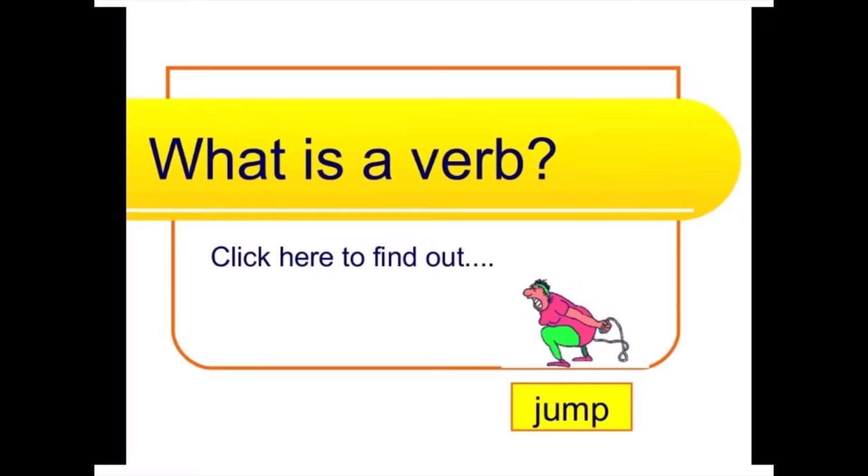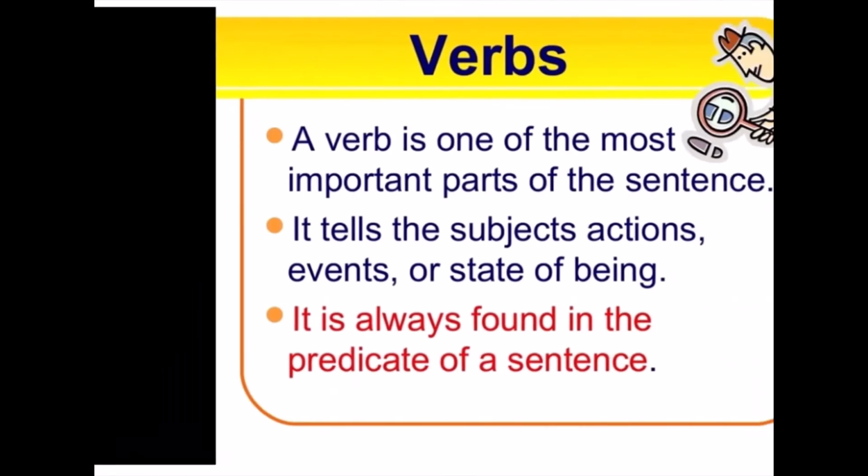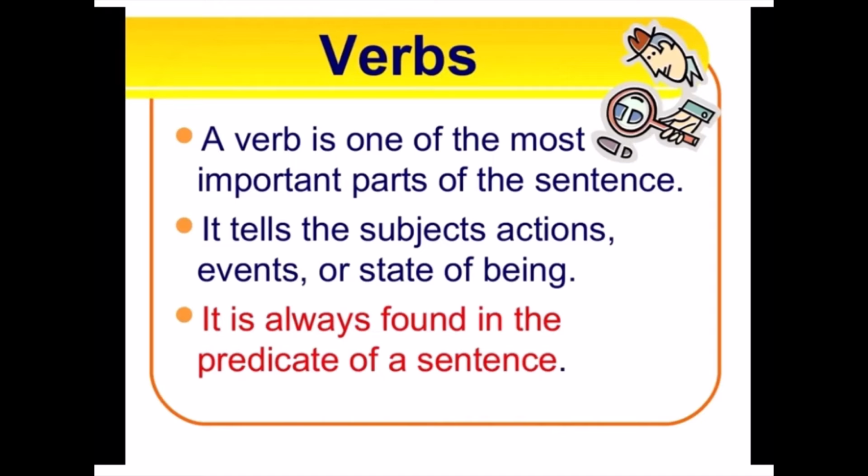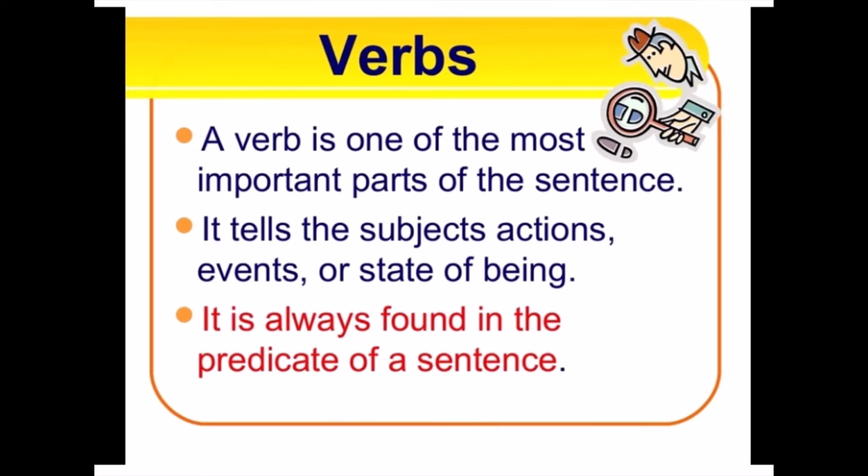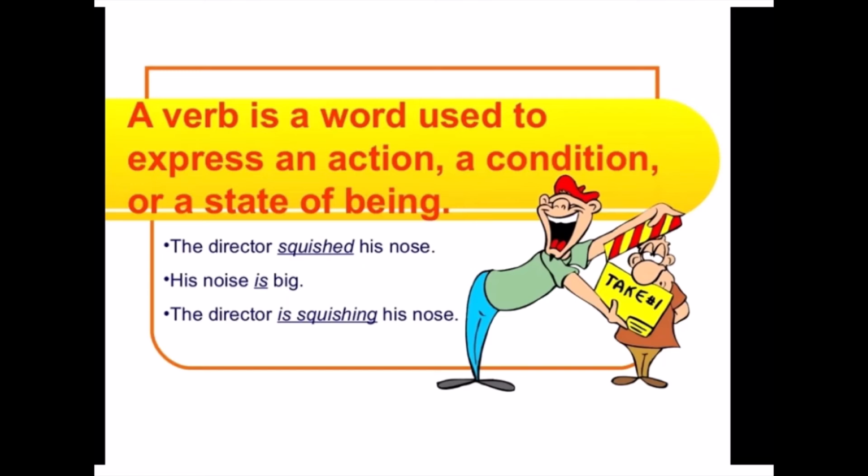So what is a verb? Verbs are one of the most important parts of a sentence. It tells the subject's action, events, or state of being. It is always found in the predicate of the sentence. So, a verb is a word used to express an action, a condition, or a state of being.